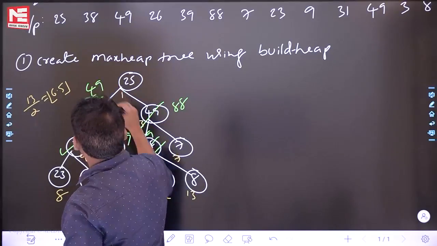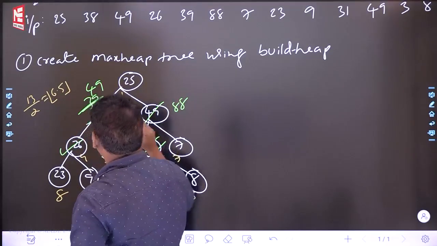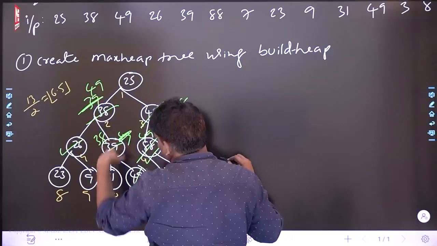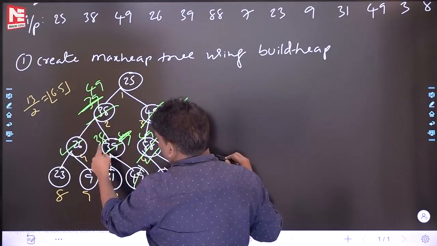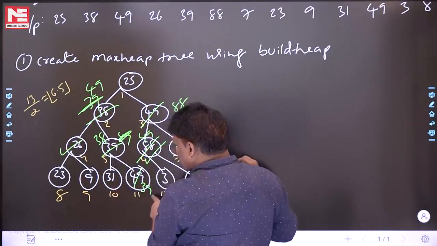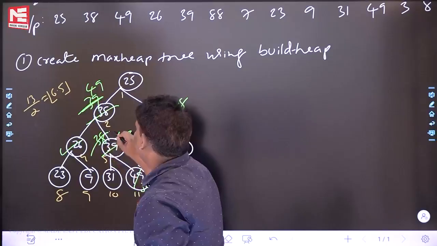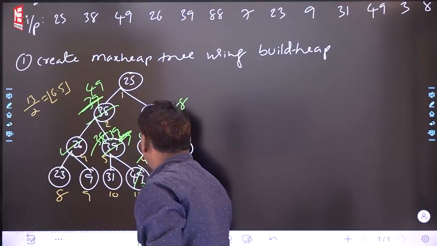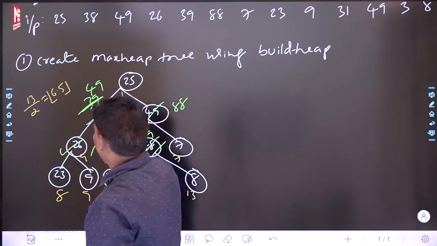49 will go here. 38 will come. Next one, because of the small one, right? Some number came here. So what is the answer? 38, 31, 39. I think 39 is better. 39 here, 38 here. So I think here also the max heapify top procedure is over.